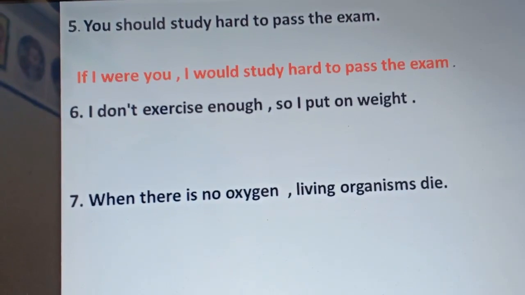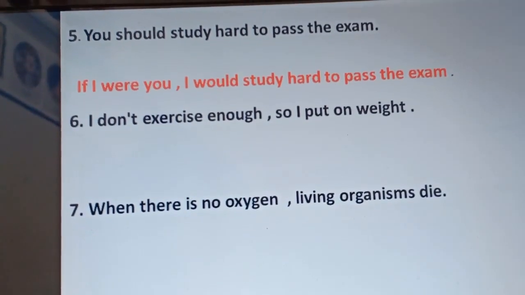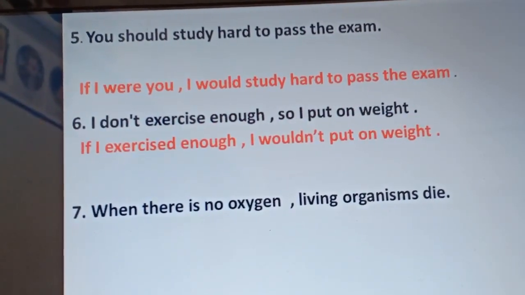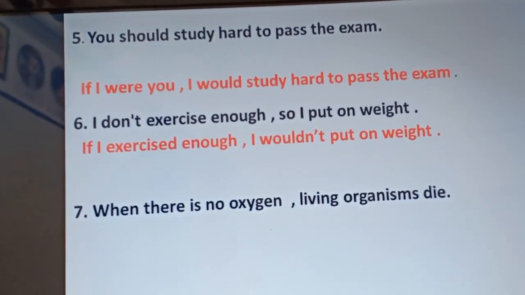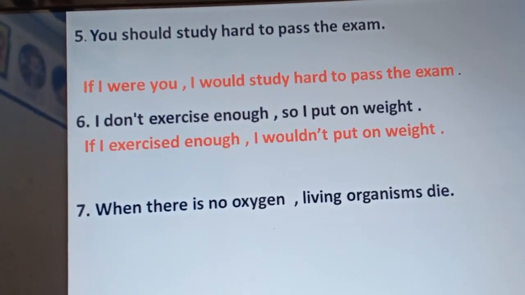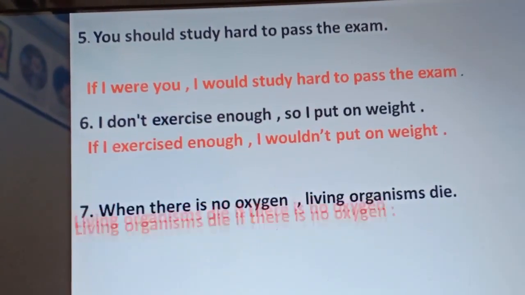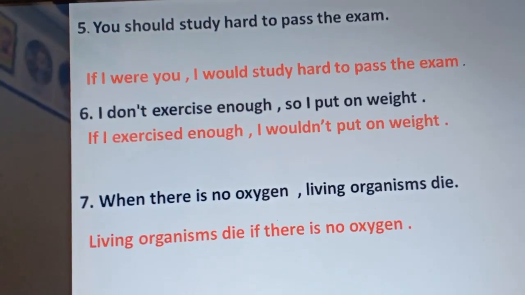Number 6, I don't exercise enough, so I put on weight. So let's change this and wish for something different. If I exercised enough, I wouldn't put on weight. Number 7, when there is no oxygen, living organisms die. Of course, this is a fact, so we'll use 0 type. Living organisms die if there is no oxygen.